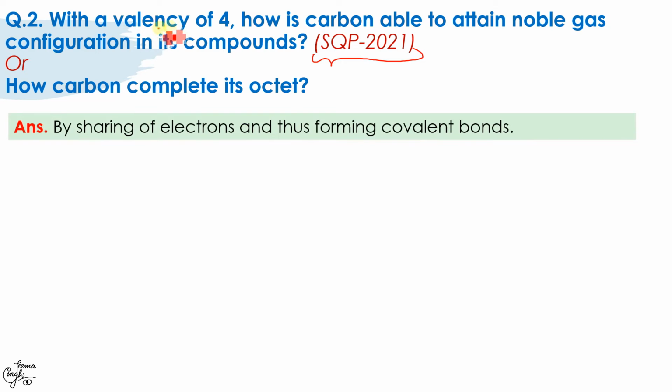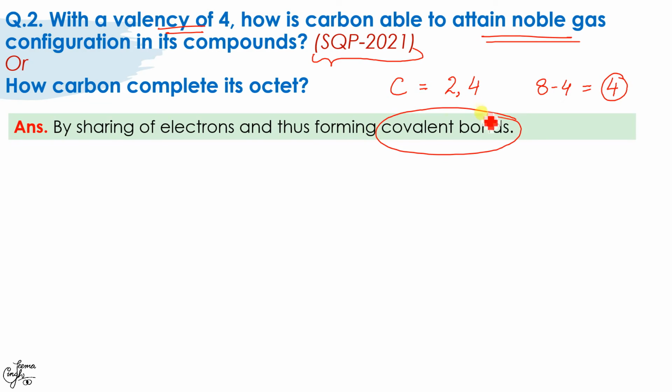What does it mean by valency of 4? You know, carbon is a nonmetal with an electronic configuration of 2, 4. So to calculate its valency, it's 8 minus 4, 8 minus valence electrons. So we have a valency of 4. In order to complete its octet and thus attain noble gas configuration, it is going to share electrons. How is it going to do that? Formation of covalent bonds. So this is the question. This is a 1-mark question and your answer is just this. Let me give you an example also.